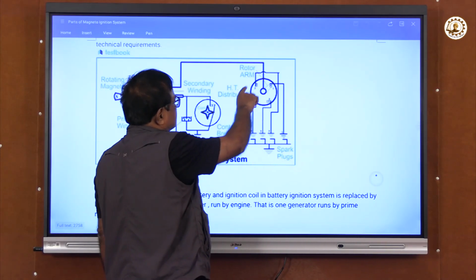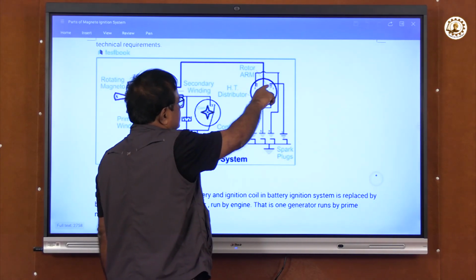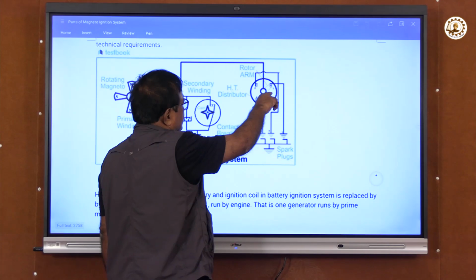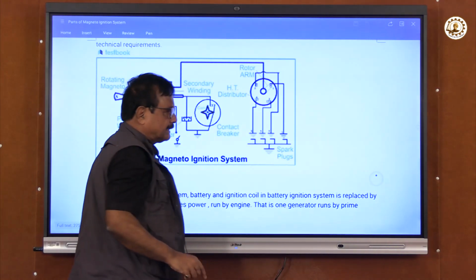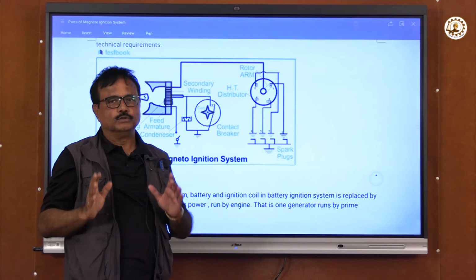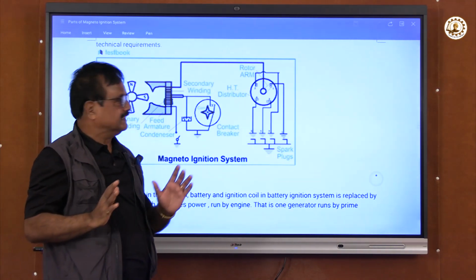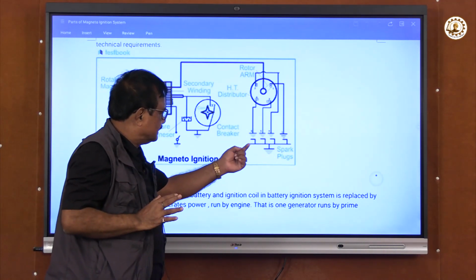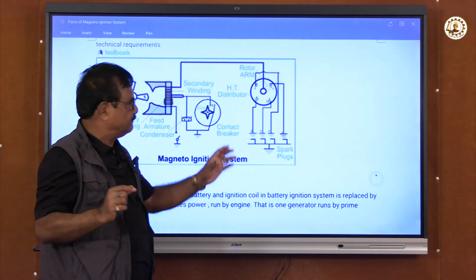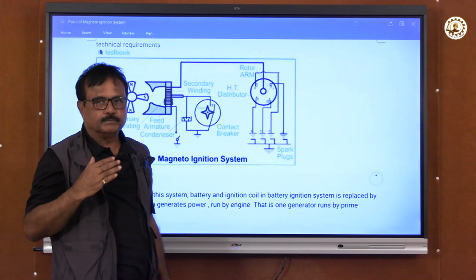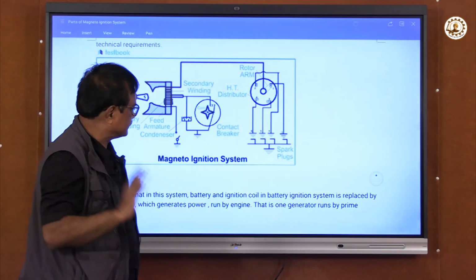The distributor point is rotating, and this is giving to the spark plug, and the spark plug gets 22,000 volts. Due to getting 22,000 volts, this spark plug ignites the charge, and it goes to the cylinder, and the flame gets propagated, and the firing order takes place.